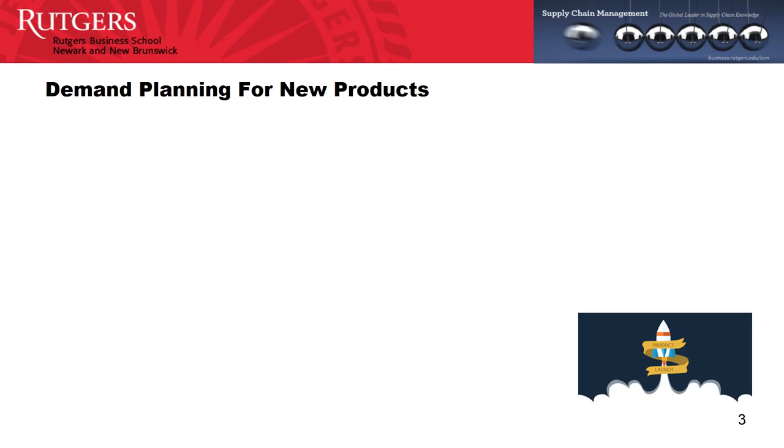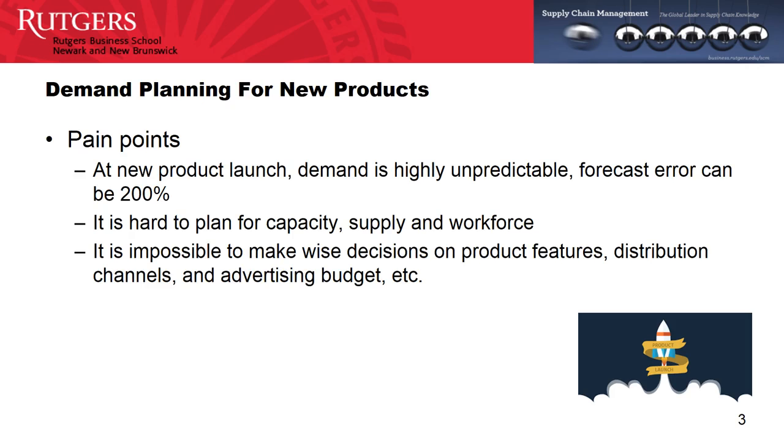One important challenge in selling is demand planning for new products. The pain points are that at a new product launch, demand is hardly predictable. Forecast errors can be as high as 200%. Thus, it is hard to plan for capacity, supply, and workforce. It is also impossible to make wise decisions on product features, distribution channels, advertising budget, and so on.